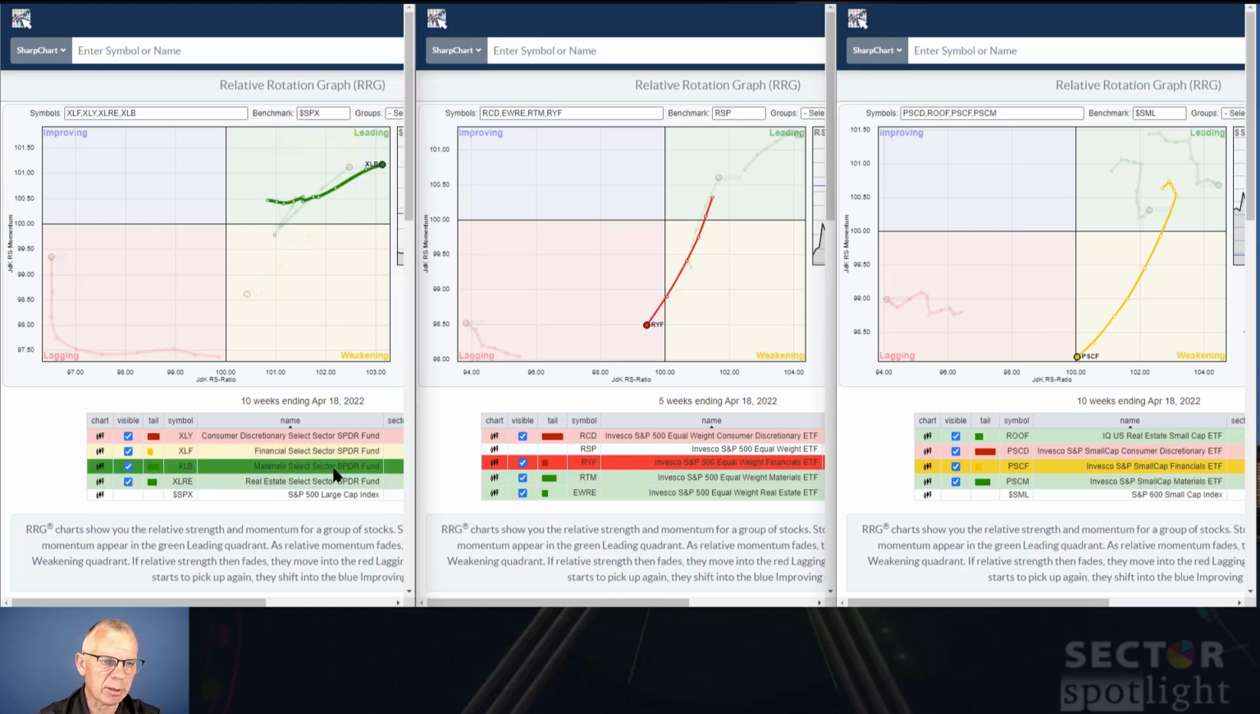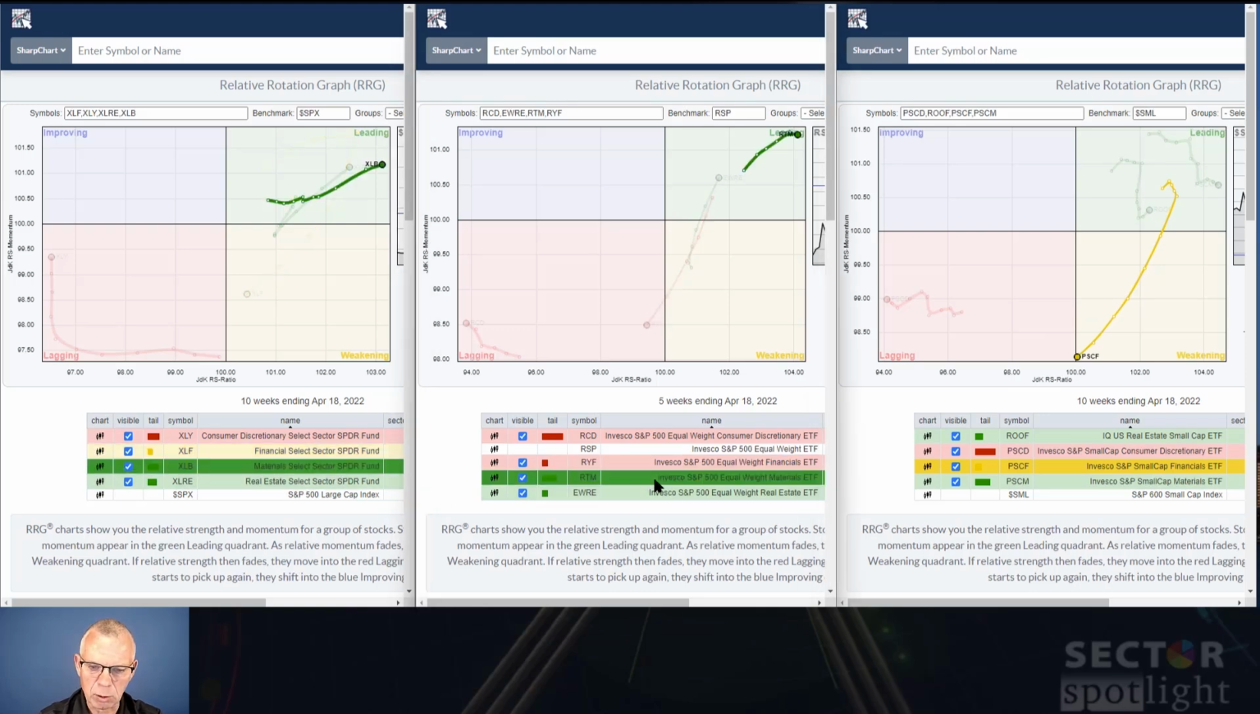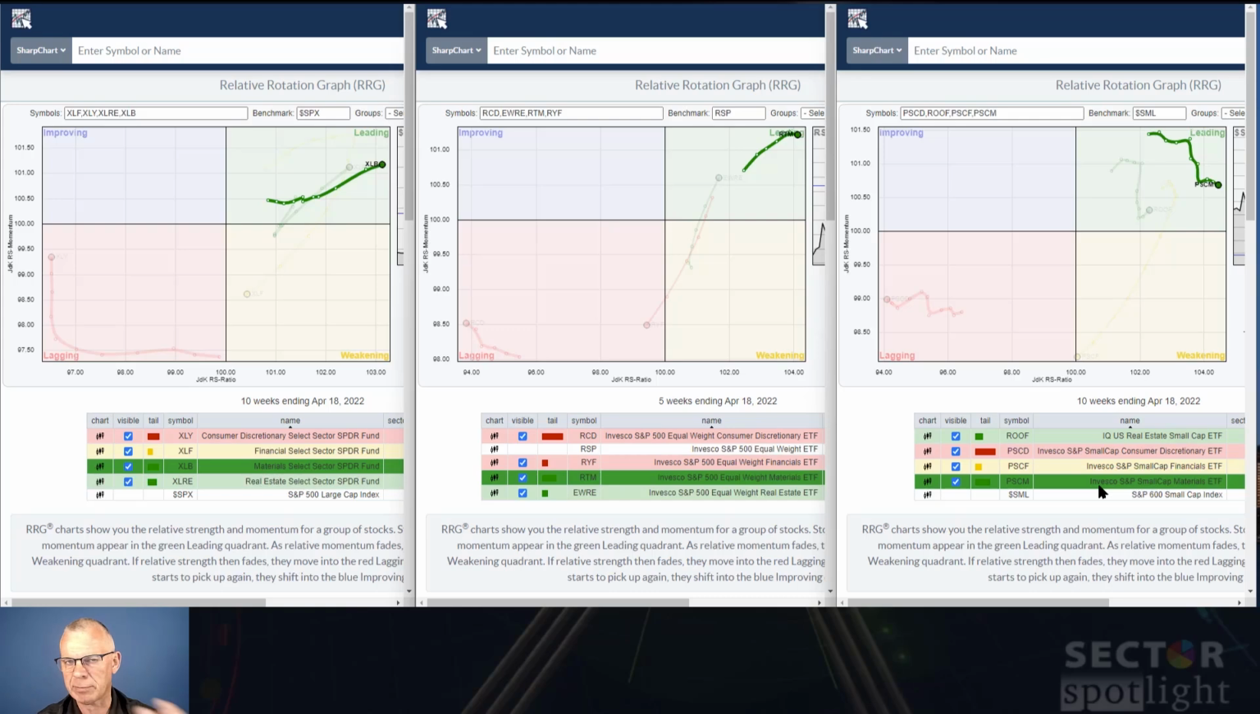We've got materials, and that's the odd one out in terms of defensives, and we saw that materials was a good sector in the sector rotation model given the fact where we are in the economic cycle. So the interesting thing to see is that the large cap and equal weight are much better than the small caps. And the small caps already started to lose relative strength.